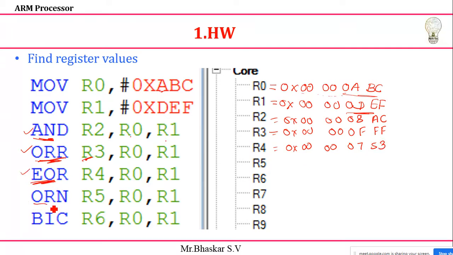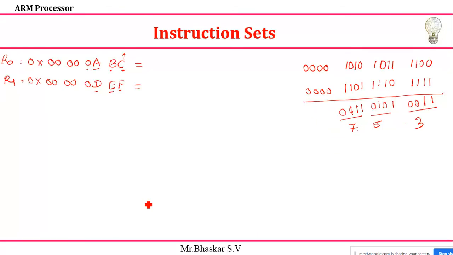Now next, ORN. This is very important. ORN means I need to take the complement of this, that is the NOT complement. So I need to take the complement of this one and do the OR operation with R0. So how to get the complement? This is very important. For this case, I want to complement this value. So this value also I need to represent. So how to represent? I'll just take it on that.